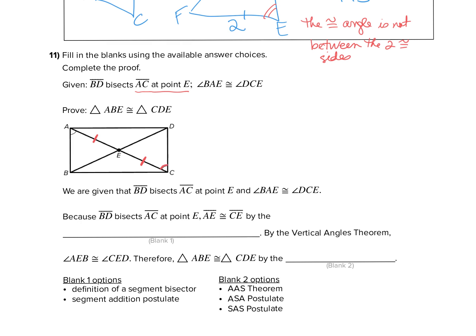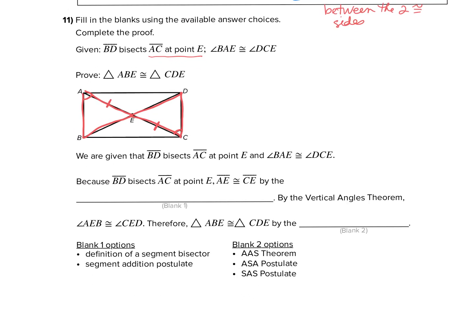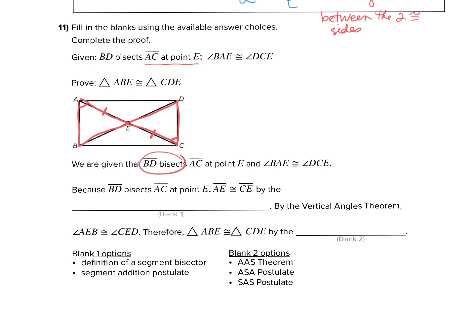We're told that angle BAE is congruent to angle DCE, and we want to prove that triangle ABE is congruent to triangle DCE. Okay, so we want to prove that those 2 highlighted triangles are congruent. Because BD bisects AC at point E, which we were told, AE is congruent to CE by, now you know this, the definition of a bisector. When you bisect anything, you create two congruent smaller parts.